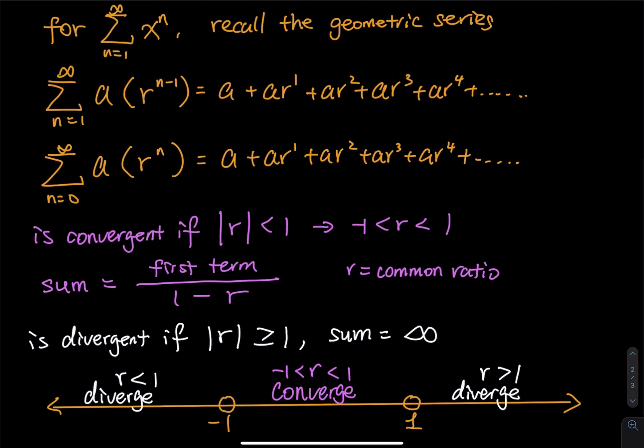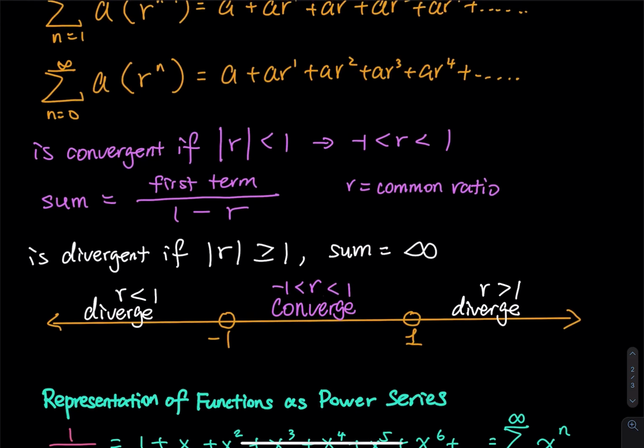And then we draw a picture to summarize the two cases. Just like how we discussed the interval of convergence, we draw a line, and this line represents r. So between -1 and 1, the series is convergent, right? And if the common ratio is outside of this interval, so let's say less than -1, or r is greater than 1, then the geometric series is divergent.